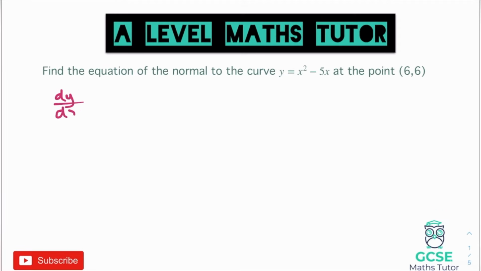Now in order to find dy by dx, that's quite nice and easy for this particular equation. Multiplying the x in the coefficient by 2 would give us 2, decreasing the power just gives us a power of 1. Then doing the same with the negative 5x over there would just give us negative 5. So we have done differentiating that equation.